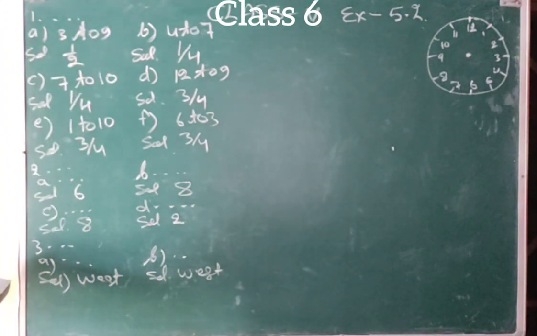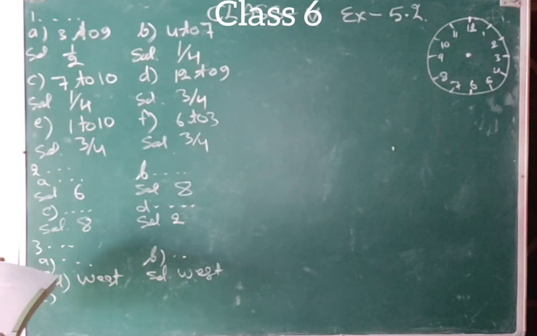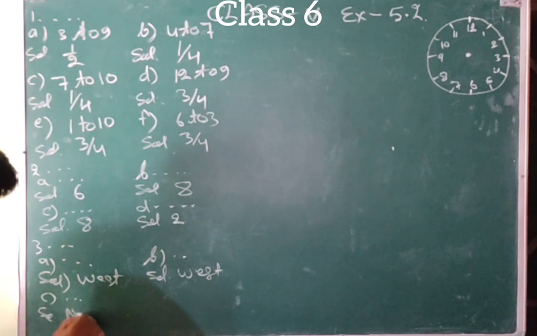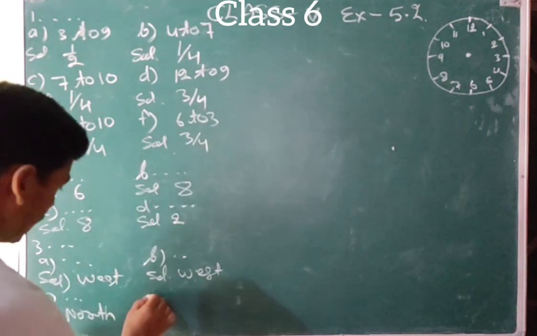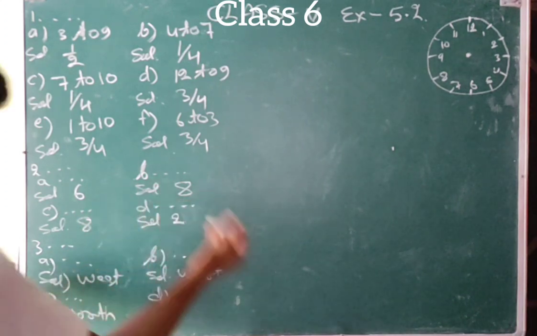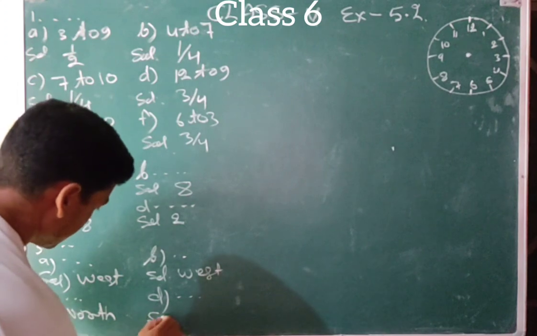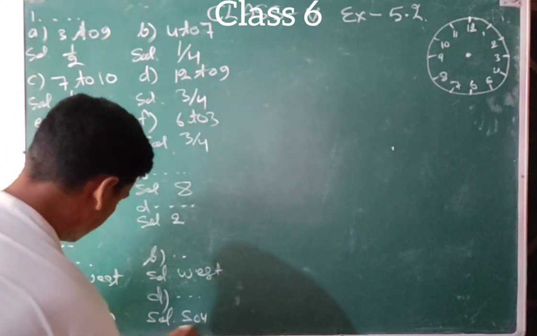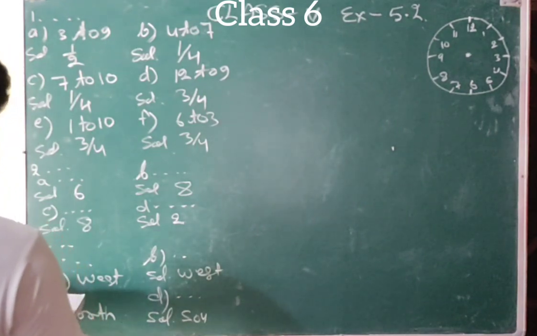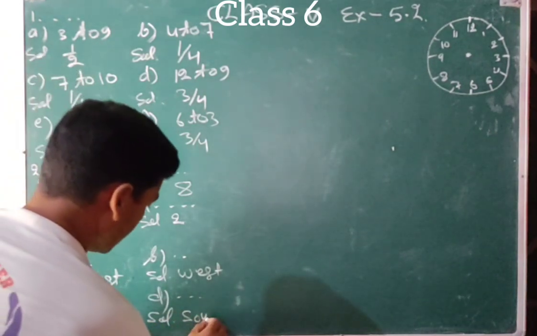And then C part, west and 3/4, that will go north. And D part, south and make one revolution, then again you come to the same place, so that will be south.